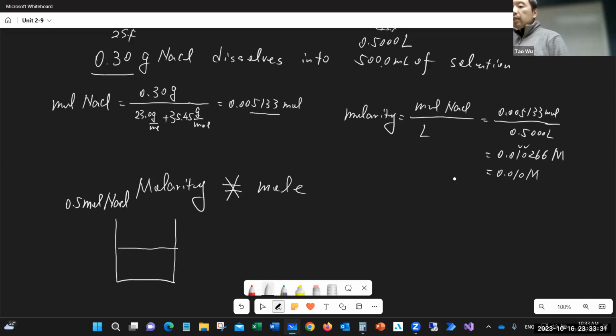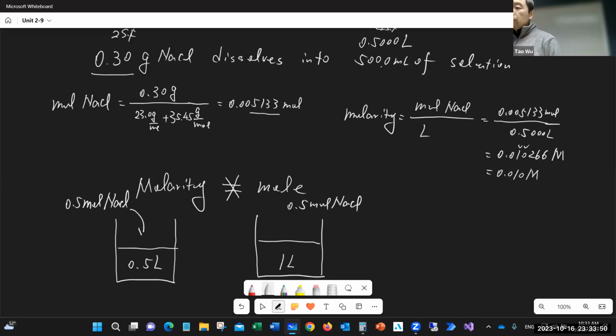And then we put that into 0.5 liter of the solution. And on the right side, we're going to put 0.5 mole of the sodium chloride into 1 liter of the solution. If you put those into the solution, then what happened? Will the mole change? Will the number of molecules of sodium chloride in the solution be changing? It's not changing, right?